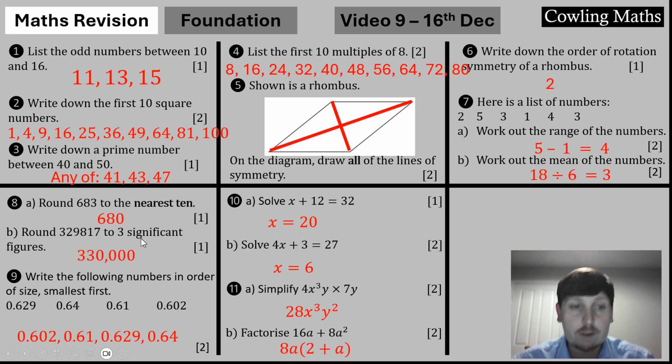To round to 3 significant figures, you need to look at the 4th significant figure. So if I count the digits, 1, 2, 3, 4, it's 8. 8 rounds up, so we need to put the 9 up a digit. Hence we get 3, 3, and replace the rest with zeros. So final answer, 330,000, or 3, 3, and then with 4 zeros afterwards.